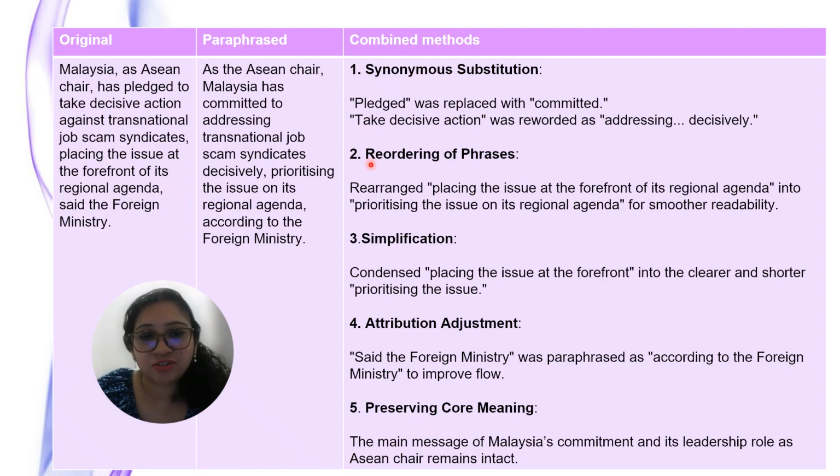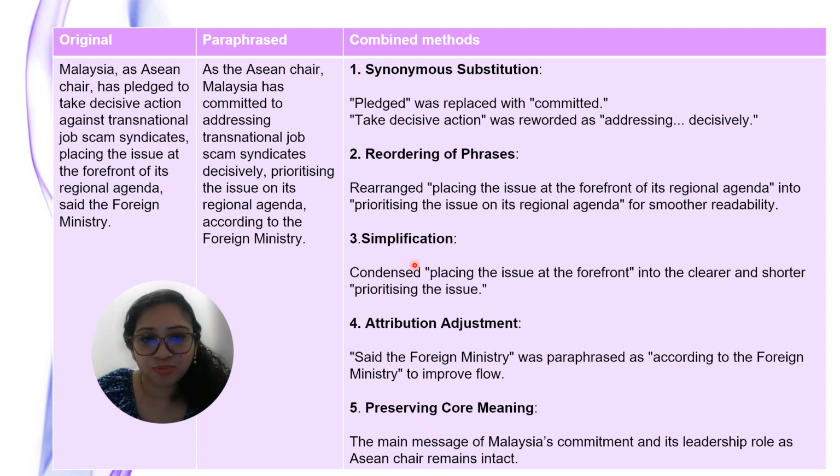Another one would be reordering the phrases. We rearranged placing the issue at the forefront of its regional agenda into prioritizing the issue on its regional agenda. So this creates a smoother readability.